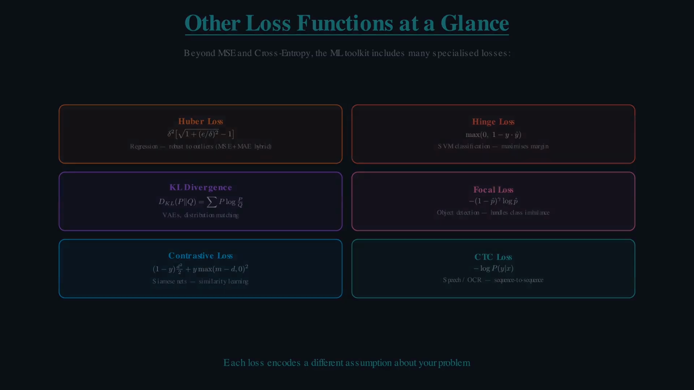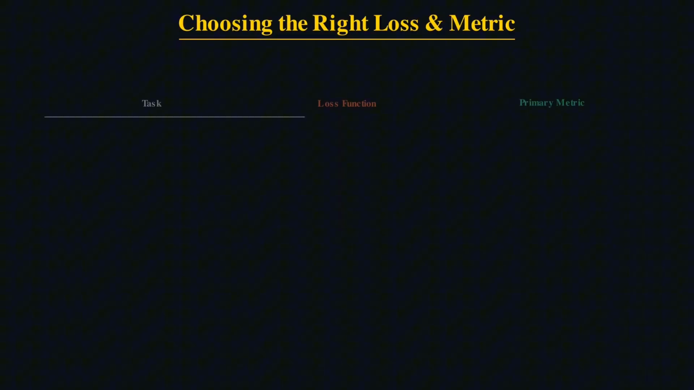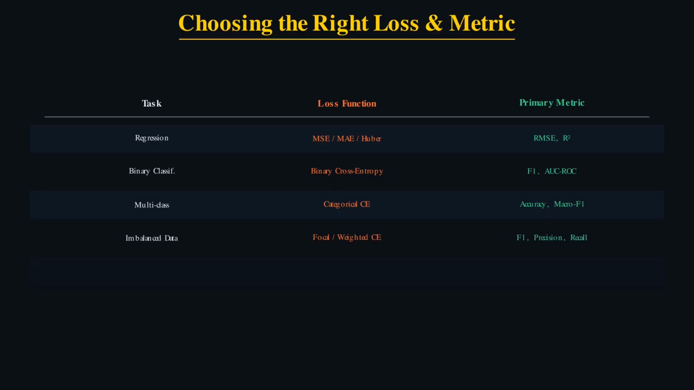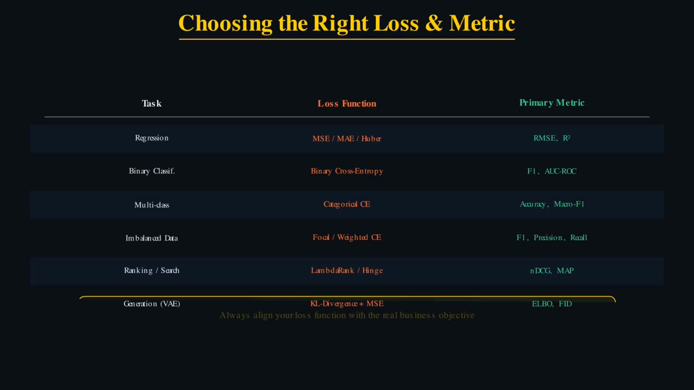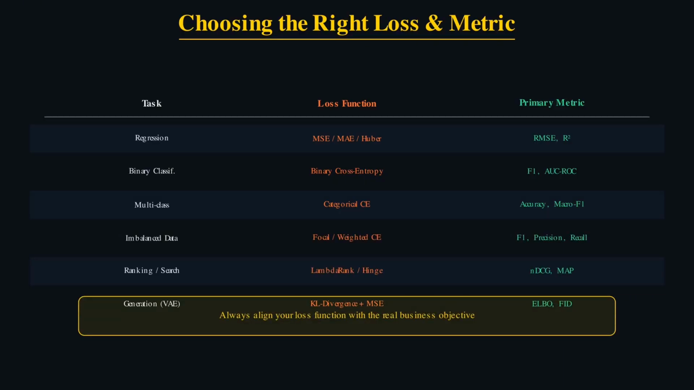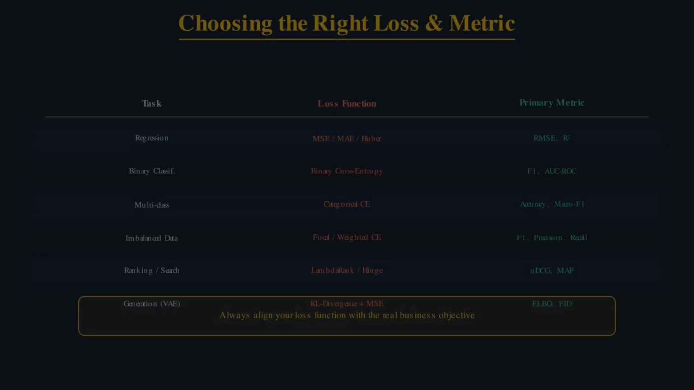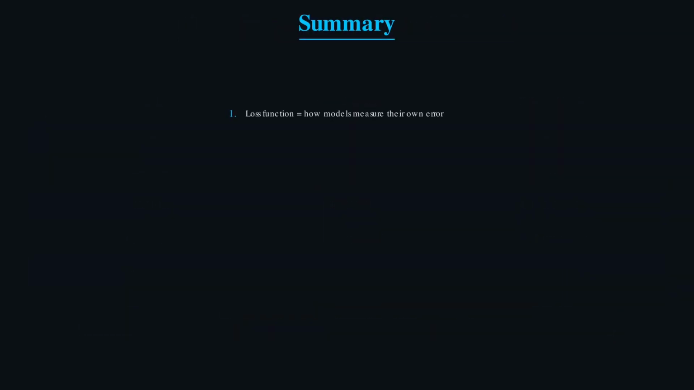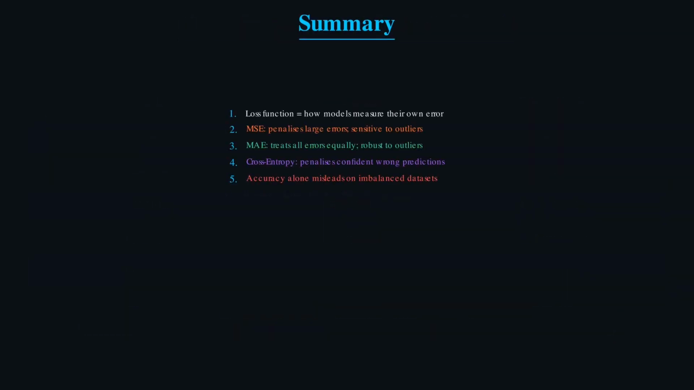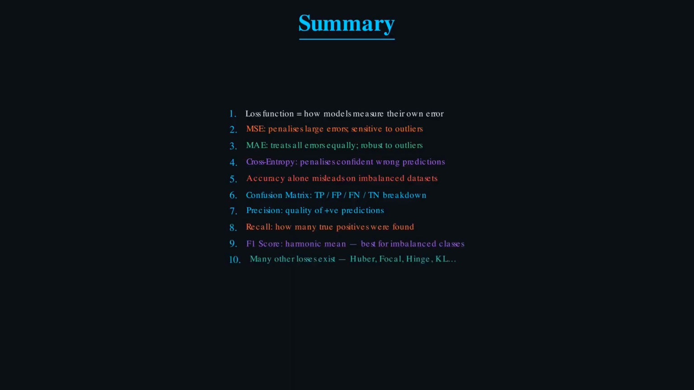Beyond these, specialized losses exist. Huber for robust regression, focal loss for imbalance detection, KL-Divergence for distribution matching. Each encodes different assumptions about your problem. So choose your loss and metric based on your real-world objective, not just convention.